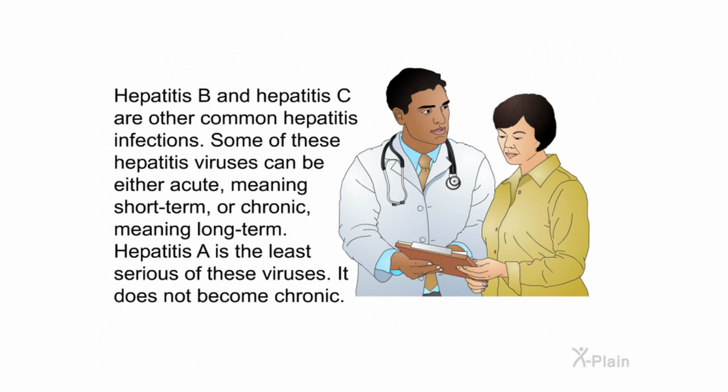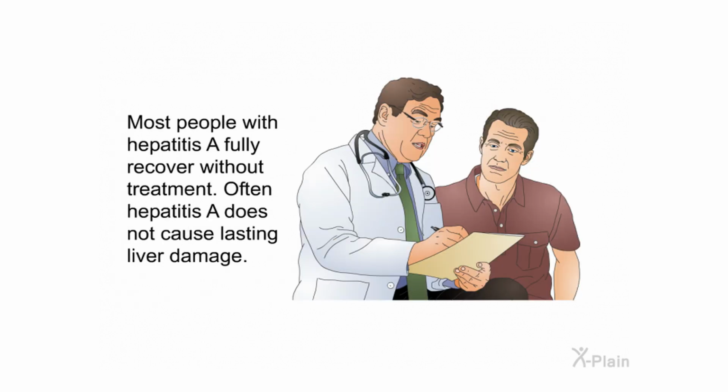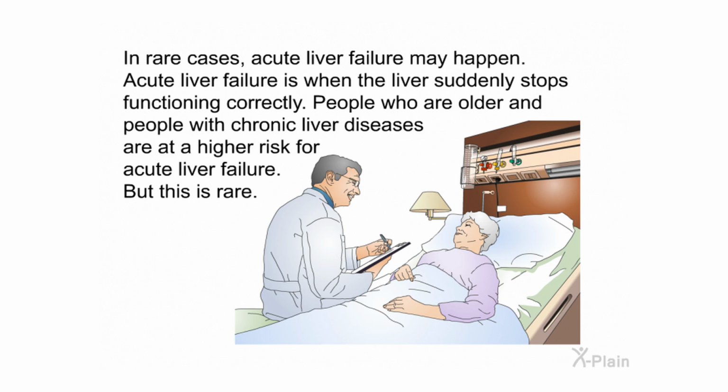Hepatitis B and hepatitis C are other common hepatitis infections. Some of these hepatitis viruses can be either acute, meaning short-term, or chronic, meaning long-term. Hepatitis A is the least serious of these viruses. It does not become chronic. Most people with hepatitis A fully recover without treatment. Often, hepatitis A does not cause lasting liver damage. In rare cases, acute liver failure may happen. Acute liver failure is when the liver suddenly stops functioning correctly. People who are older and people with chronic liver diseases are at a higher risk for acute liver failure, but this is rare.